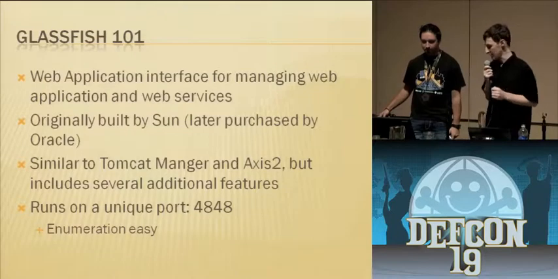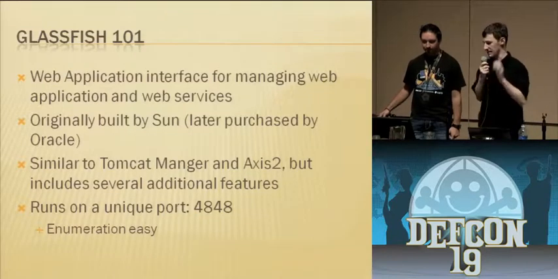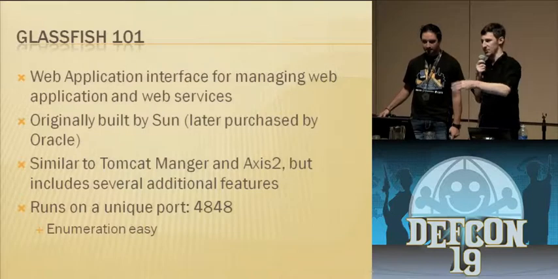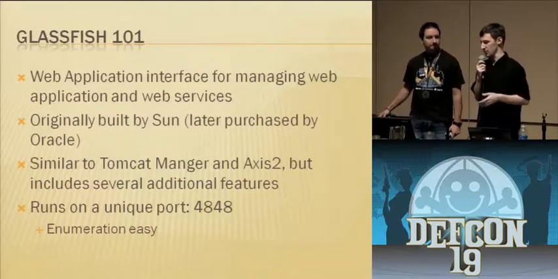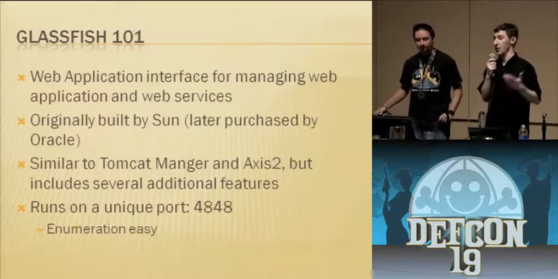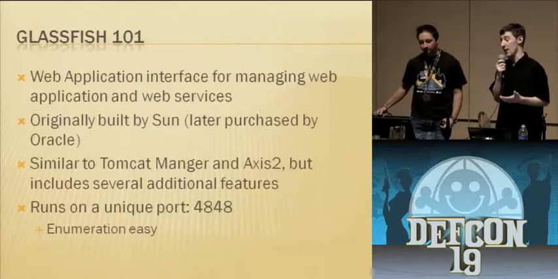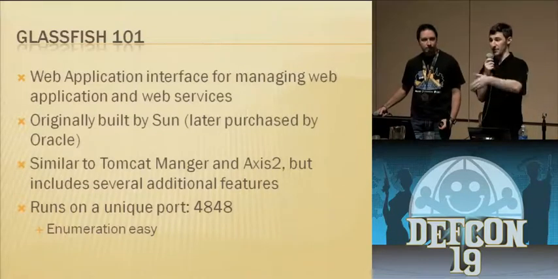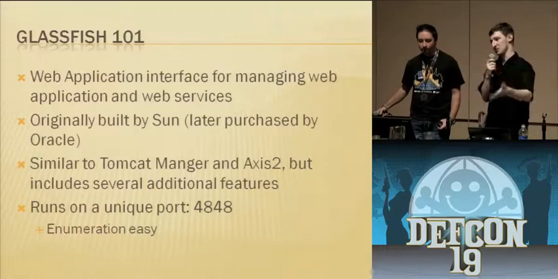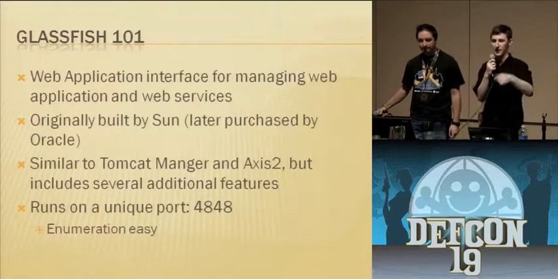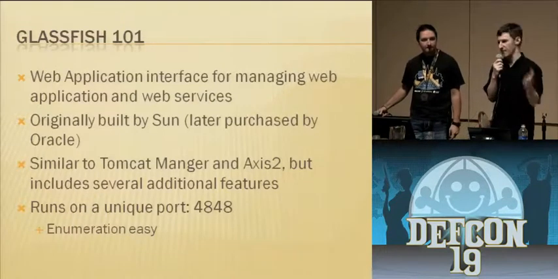And the idea here was that if you took the same approach that we've been taking to Tomcat Manager and Axis2 and applied that to Glassfish, potentially we could get a shell through this application because it does allow for the ability to deploy a malicious web service. So we could just deploy a malicious one if we could get authenticated to the application or maybe bypass authentication.